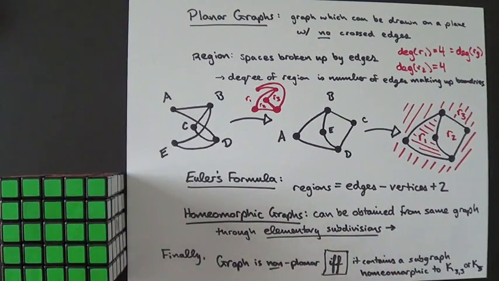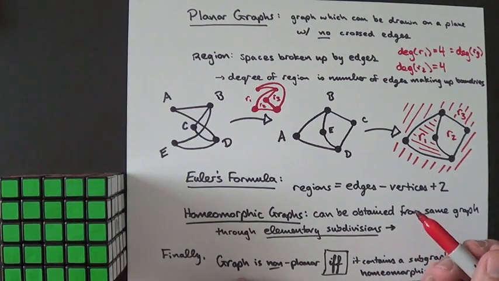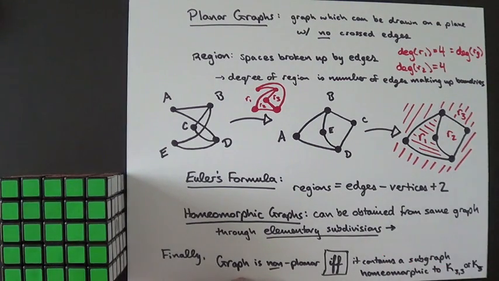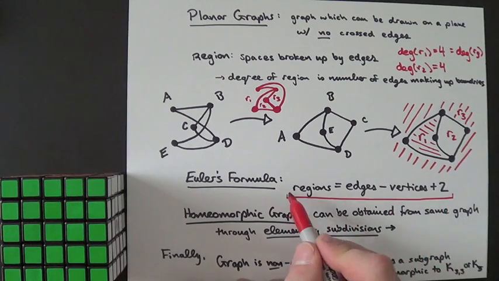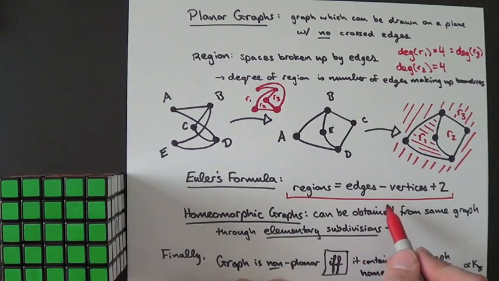Euler's formula is about the most important formula. There's a bunch of corollaries in the textbook. I'm not too concerned with you memorizing any, let alone all of those corollaries as far as those numbers are concerned. But this is a very useful formula: the regions for a planar graph are going to be equal to the number of edges minus vertices plus 2.